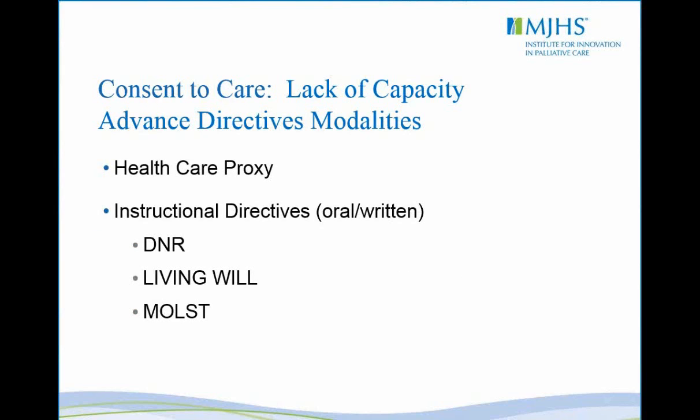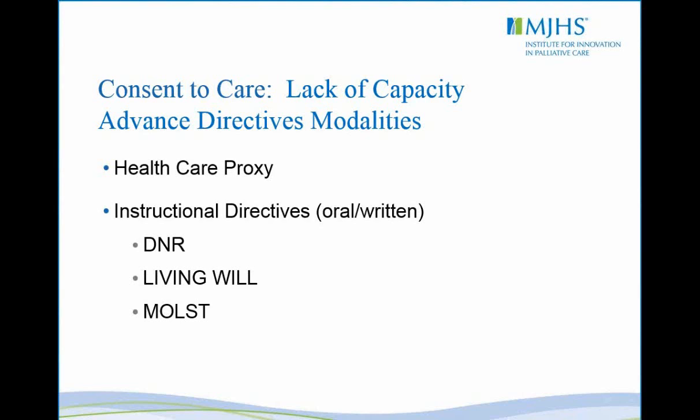So what will happen if a patient lacks capacity? A few things can happen. We can have advanced directive modalities, and they are twofold. One is that the patient took the time to name somebody, that we call an agent, by a form that we call a healthcare proxy. A healthcare proxy is not a person, it's a form that determines somebody can make decisions in case you become incapacitated. Coupled with that are what we call the instructional directives.